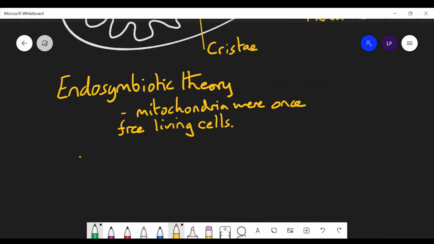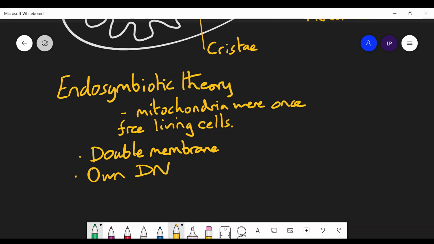And the evidence is very much in the structure of our mitochondria. It has a double membrane, and this is unusual for organelles inside a eukaryote. So this would suggest that it was previously engulfed by endocytosis in its past. That's why it has an outer membrane. It has its own DNA, which is similar to prokaryotic DNA. So it controls what enzymes and what things are inside it.